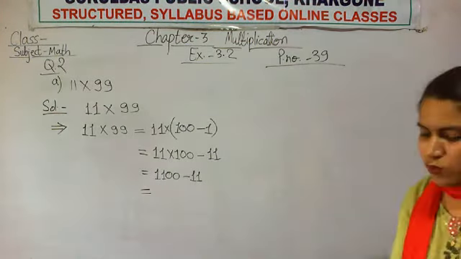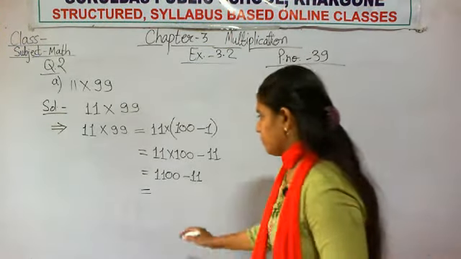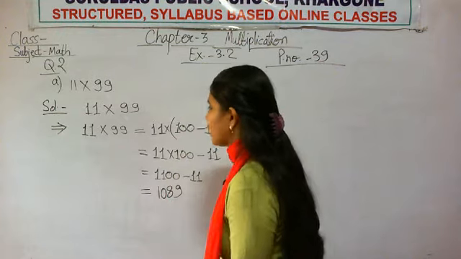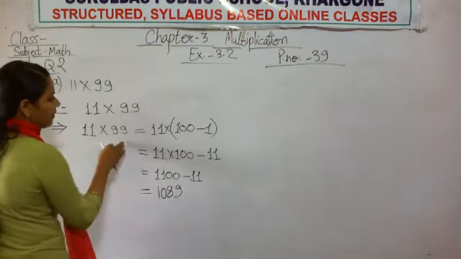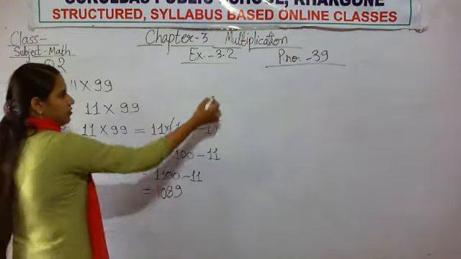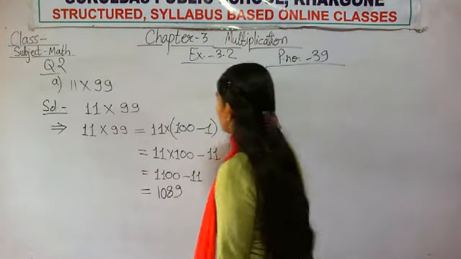You will get 1089 as the answer. So when you multiply 11 by 99, you will get 1089 as the product. Okay. Let us do part B.